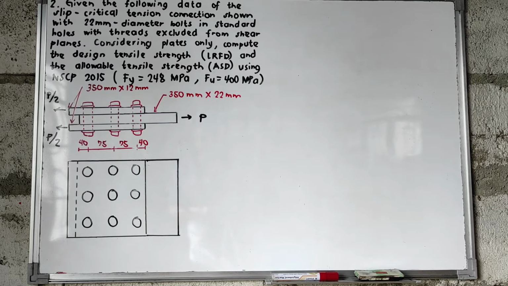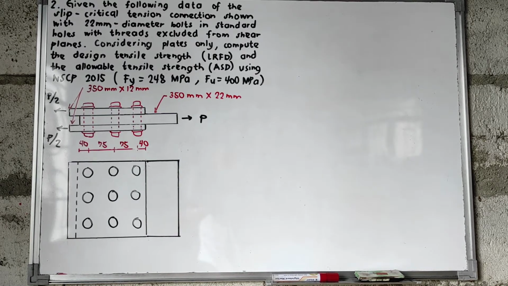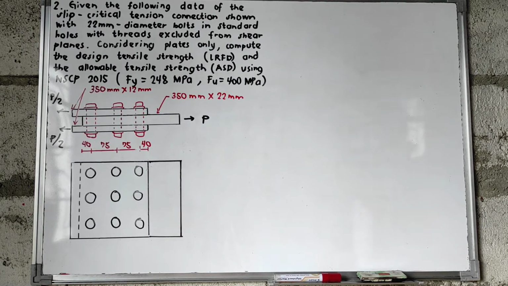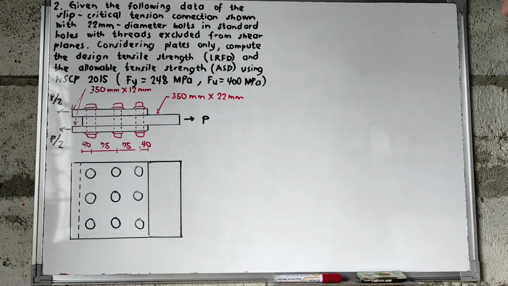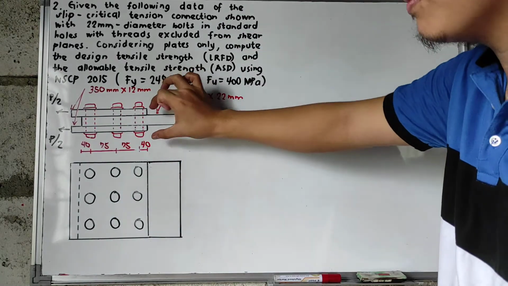Fy is equal to 248 megapascal. Fu is equal to 400 megapascal. So for this problem, consider natin to. So mangyayari niyan is meron tayong plate na nakasandwich sa dalawang plate.